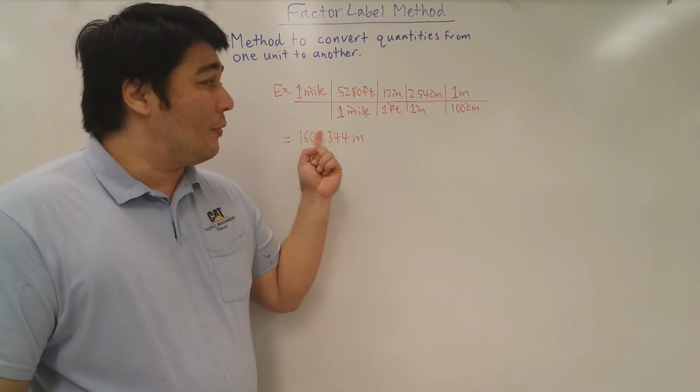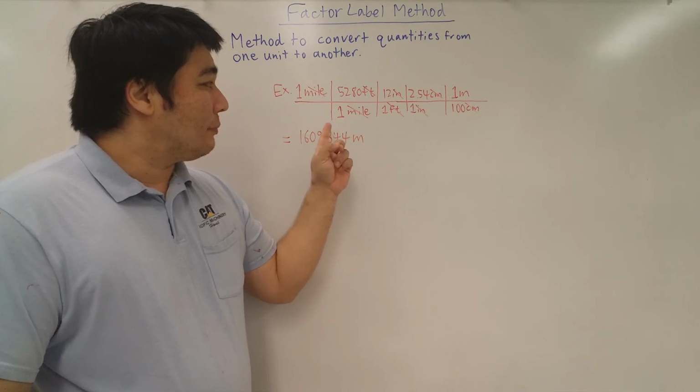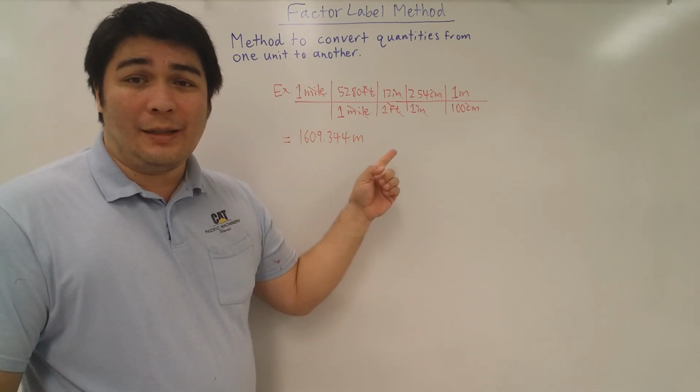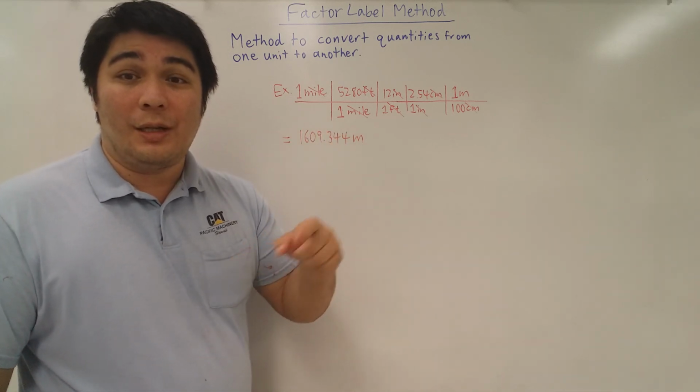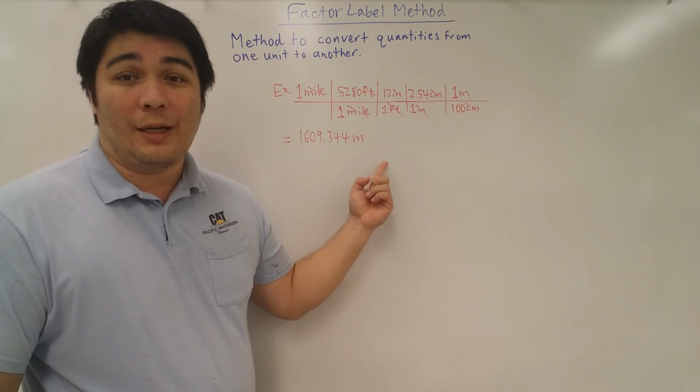So that is the way to do the factor label method. This is another way of representing the factor label method example that I showed you in the notes, and how I would actually do this if I was doing a regular problem.